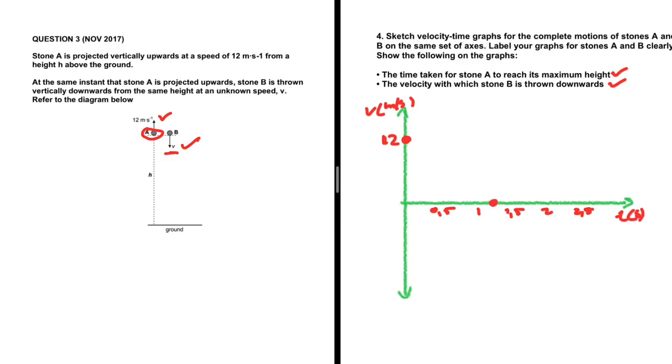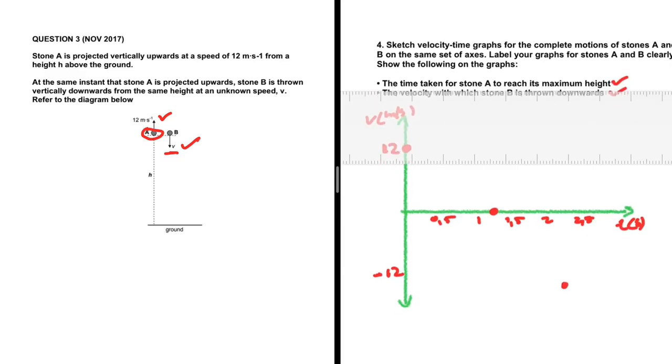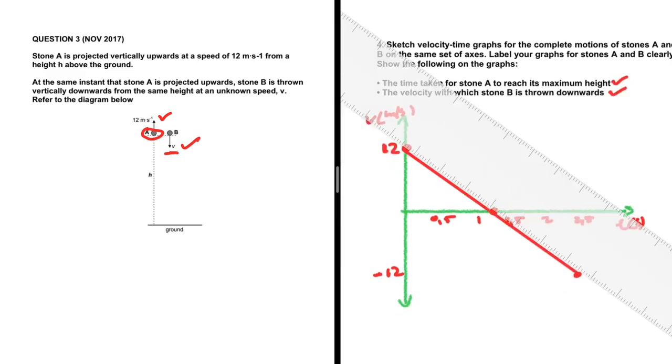Because it reaches its maximum height. It starts going down until it passes its initial position when t is equal to 2.44. Okay, we know that for sure. And then its velocity should be minus 12 when it passes its initial position. So let's go ahead and join those dots. There we go. This is the graph for stone A.